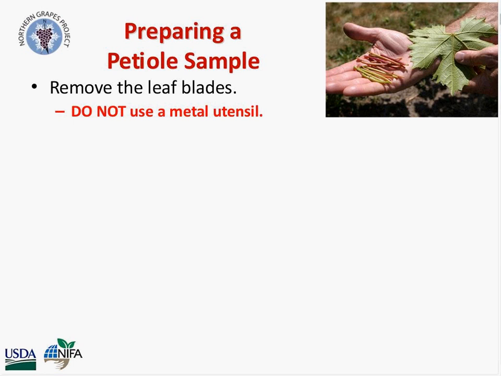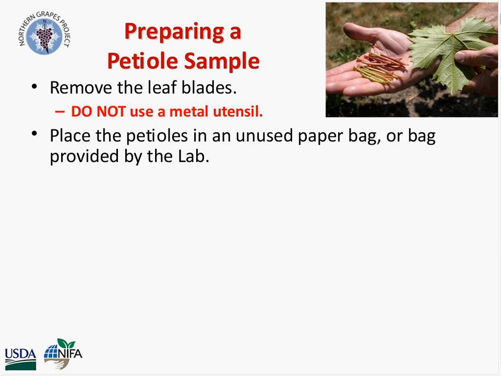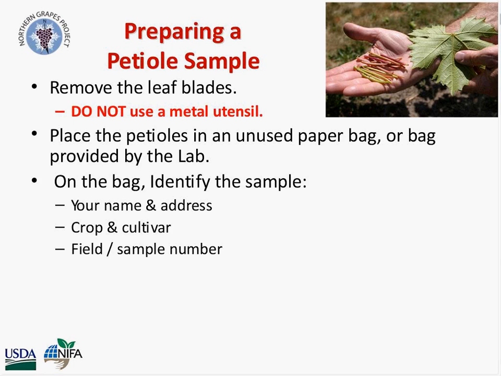Now, because we get so much information from petiole analysis by doing it on an annual basis, it's a good idea to use the same code from year to year, so that you can come back and reference and know where the field was that sample came from in the previous year. Map and identify each sampling area for your future reference, and then submit the sample.